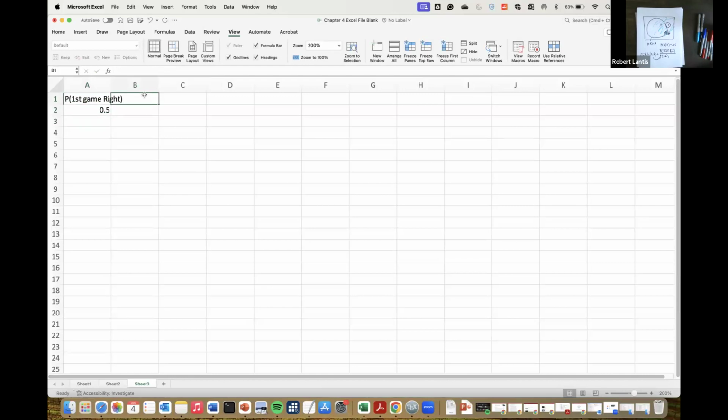Well, what's the probability then that I get the first game right and I get the second game right? They're independent events, so it's just going to be 0.5 times 0.5. Well, what's the probability I get the first, second, and third game right? Now, since they're independent, it's 0.5 times 0.5 times 0.5. Notice this probability starts to diminish pretty quickly, right?